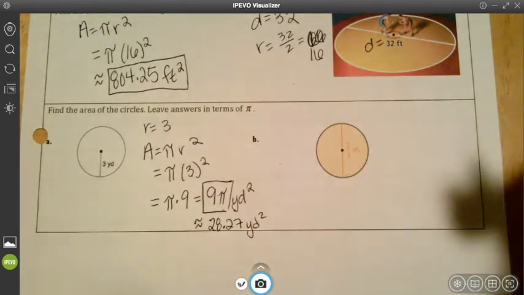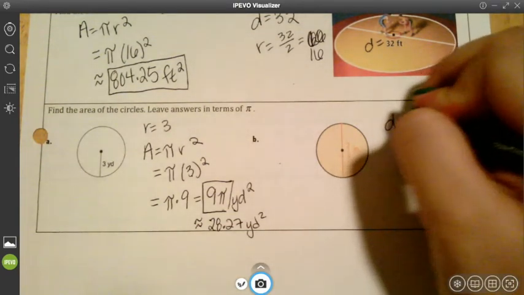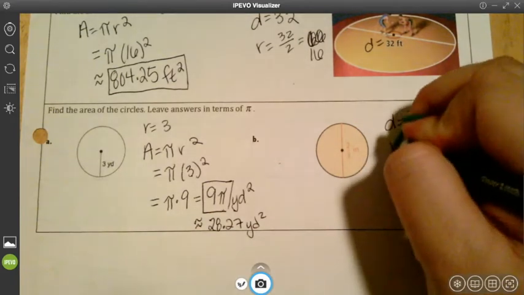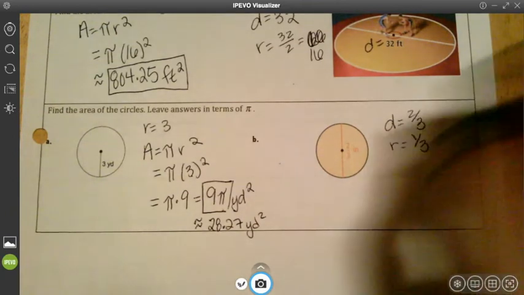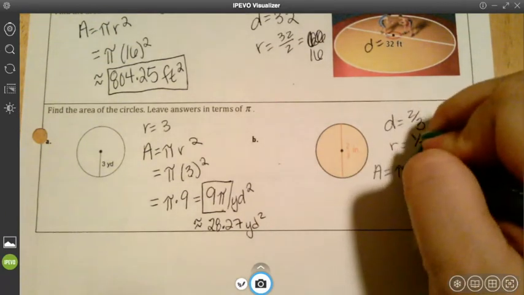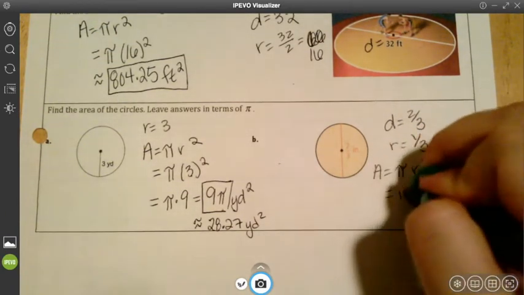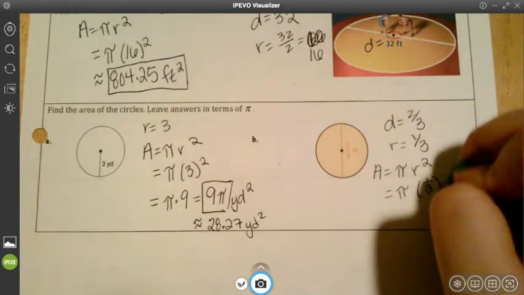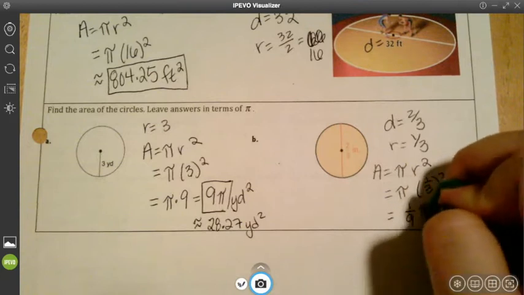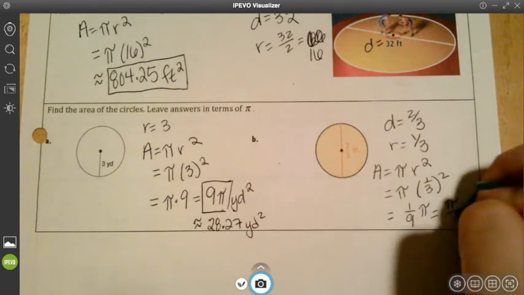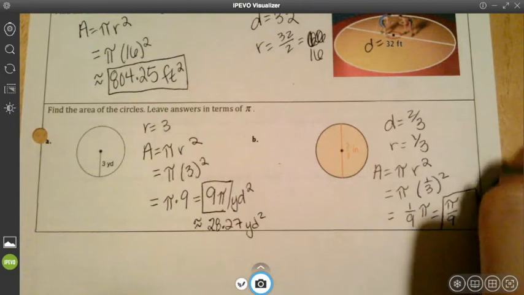For part B, again, we're given a diameter. The diameter is 2/3. The radius is half of that. Half of 2/3 is 1/3. Area equals pi r squared equals pi times 1/3 squared, which is 1/9 pi. We can write that as pi over 9. That is the simplified version, and our units are square inches.